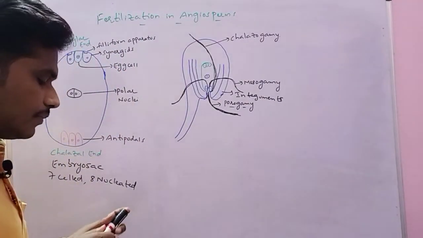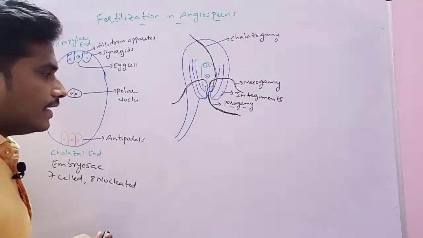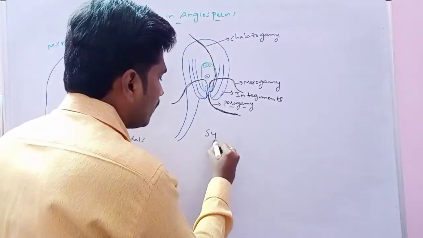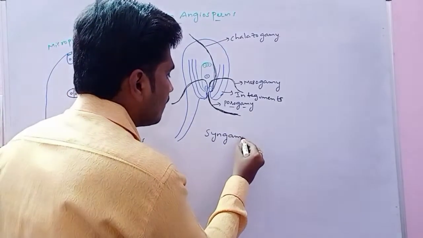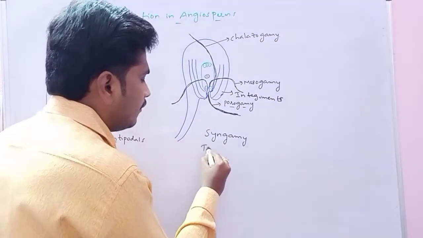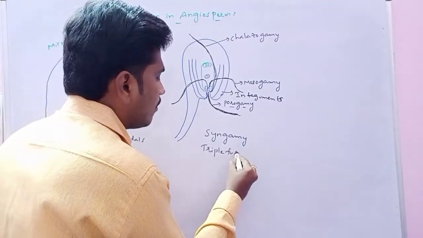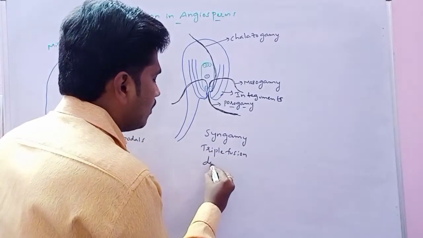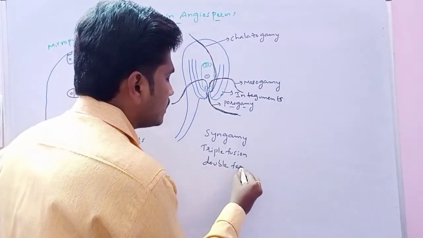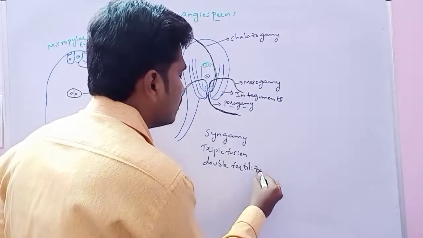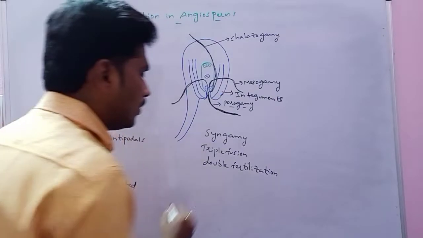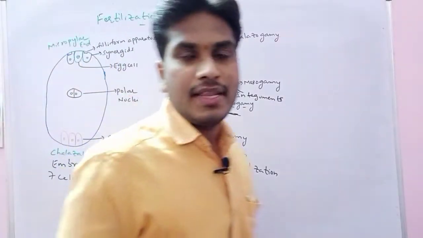Now we have to discuss the steps again: syngamy, triple fusion, and double fertilization. These 3 are the important steps in fertilization in angiosperms.